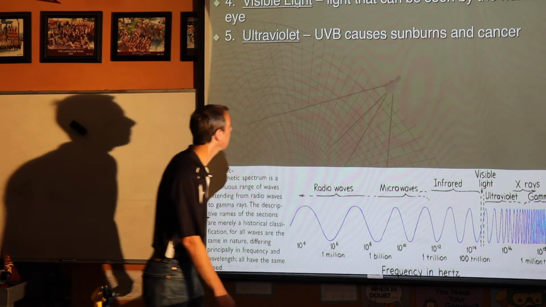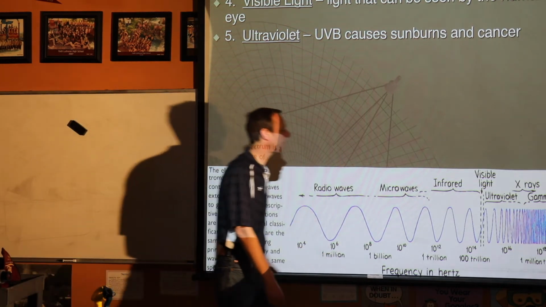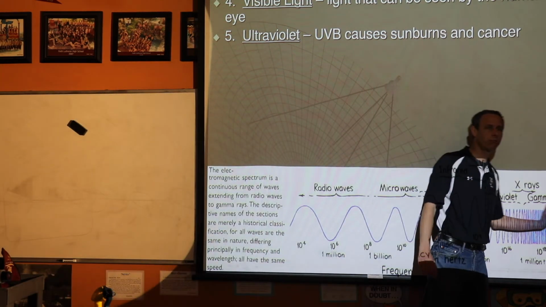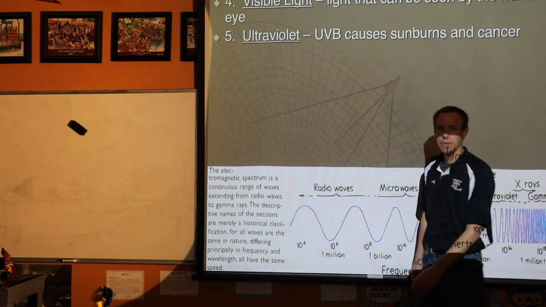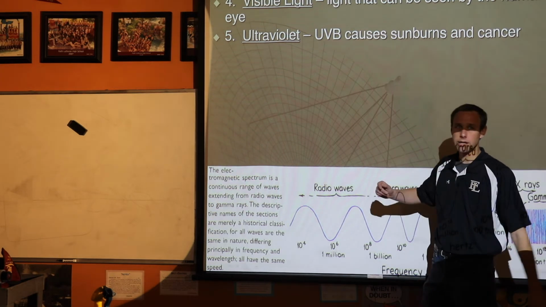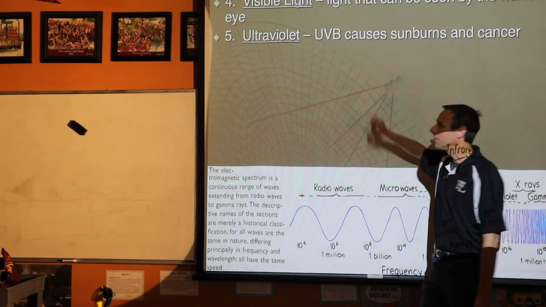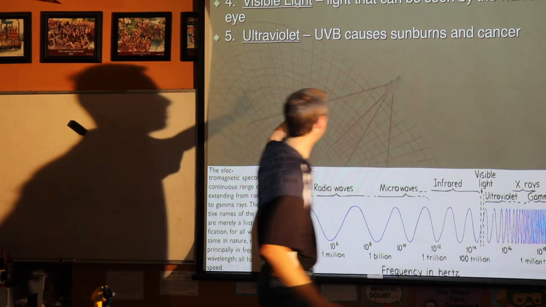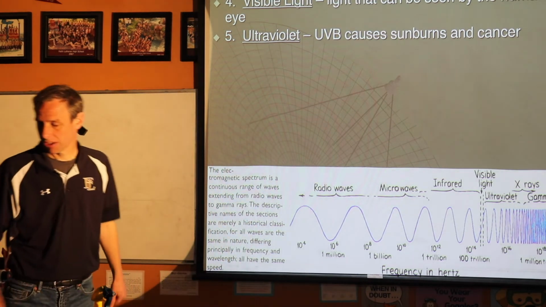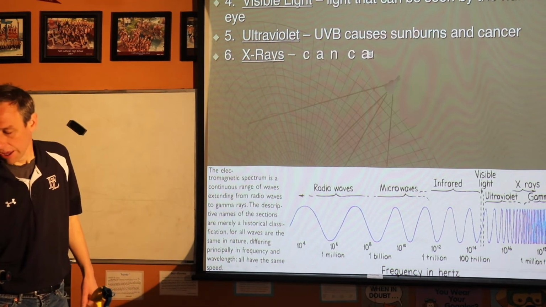Ultraviolet, you could code information into it, but everything from this point on gets more and more dangerous. So we're not going to make remote controls and walkie-talkies out of ultraviolet, even though you could. It'd be dangerous. Ultraviolet can cause sunburns and cancer.